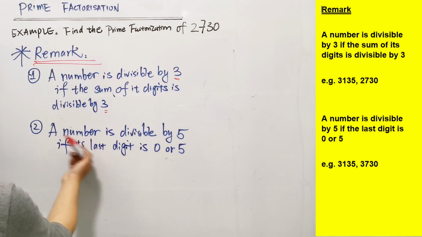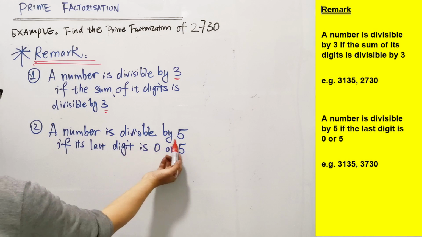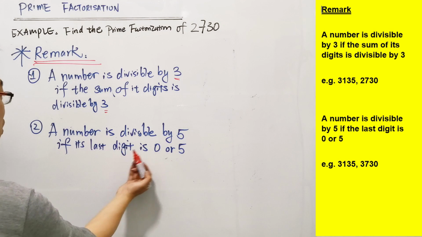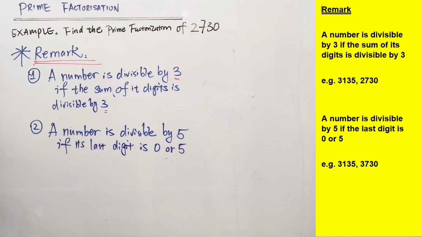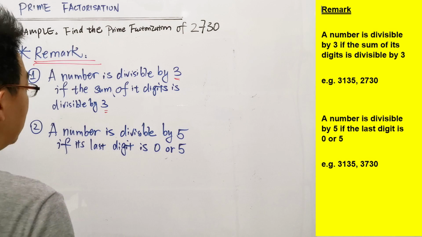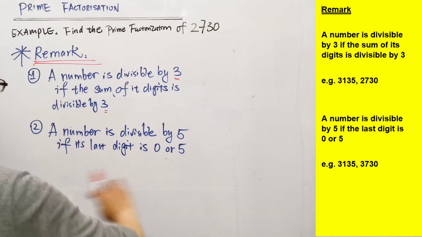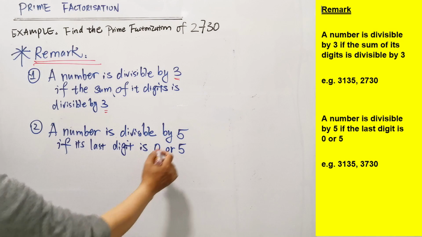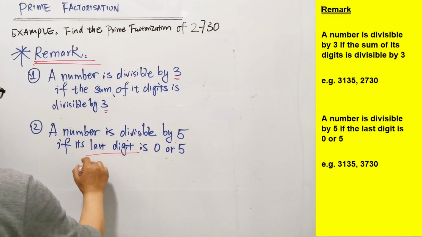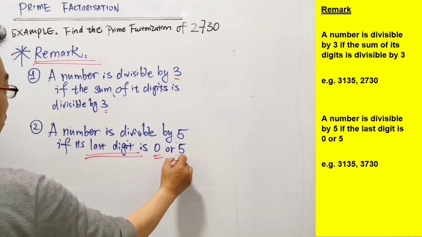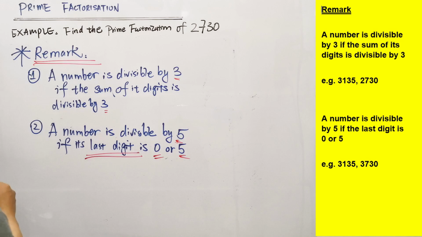The second remark is a number is divisible by 5 if its last digit is 0 or 5. Okay, this is also easy to understand, right? Because if your last digit is 0 or 5, then definitely you are able to divide by 5. Okay, that's good. Please remember these two remarks. So this is prime factorization.